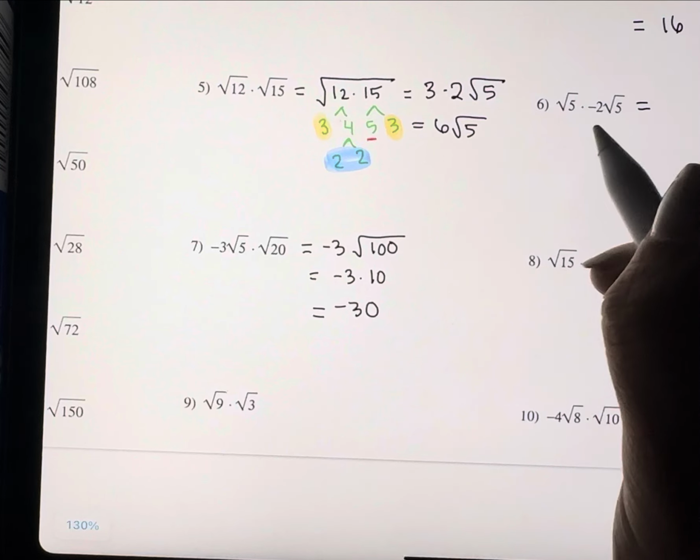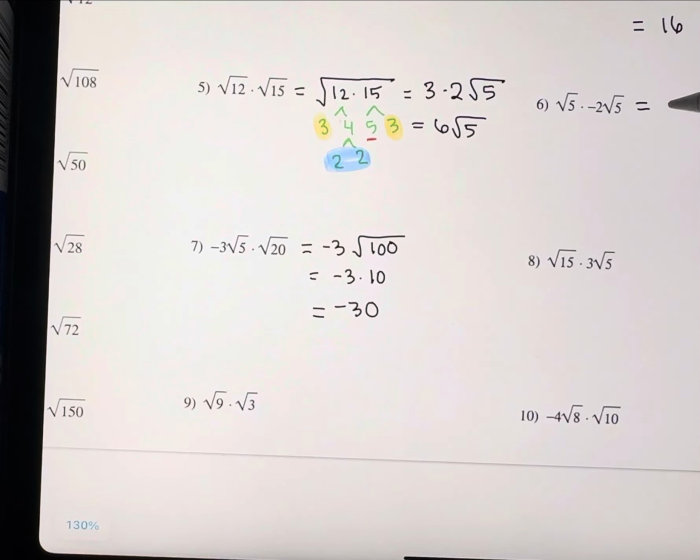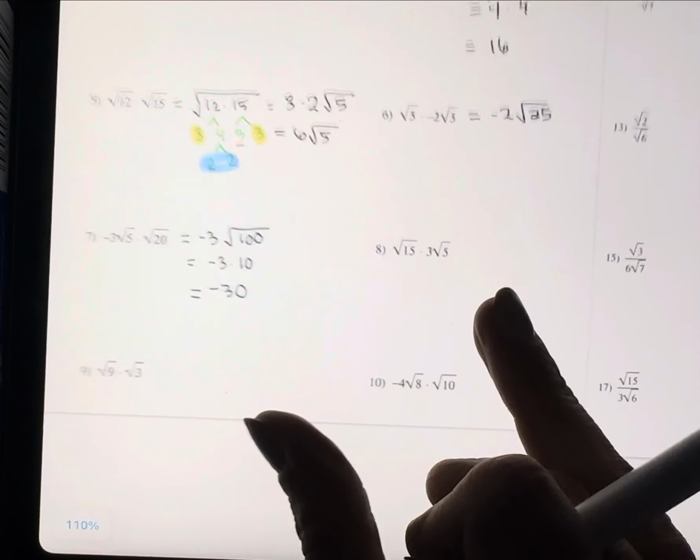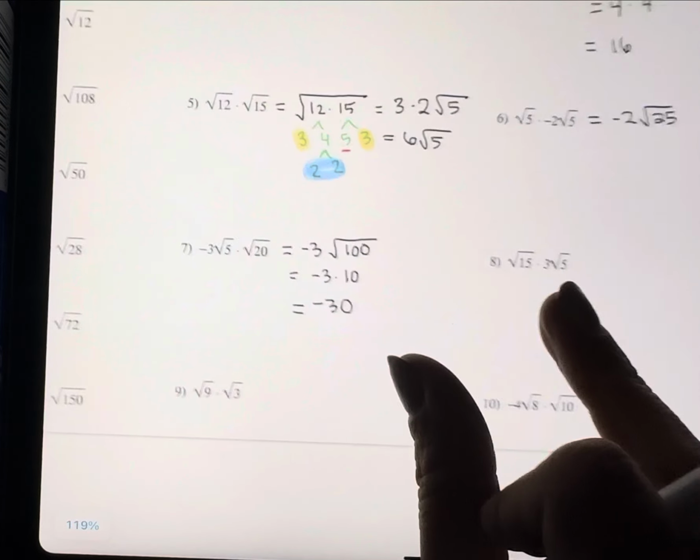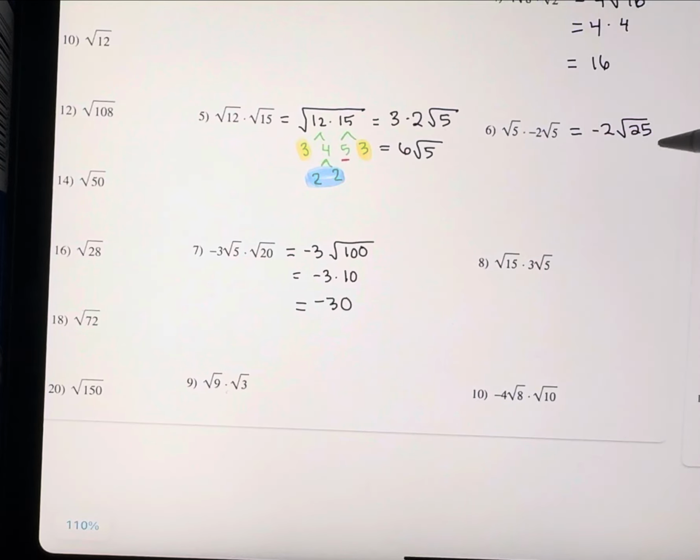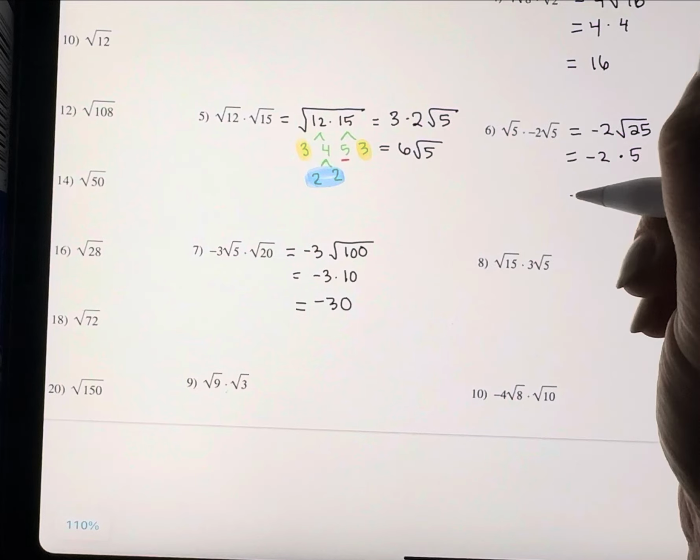Here I have rad 5 times negative 2 rad 5. So the negative 2 is a negative 2. Rad 5 times rad 5 is rad 25. Sorry, you can't see that. There you go. Now you can see that. So square root of 25 is 5. You always multiply when you get things next to each other like that. And that becomes negative 10.